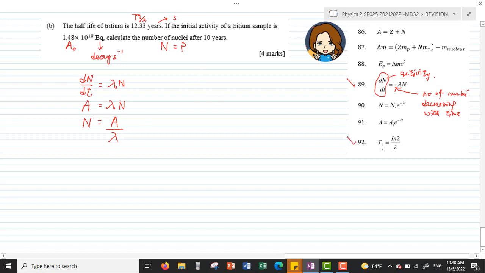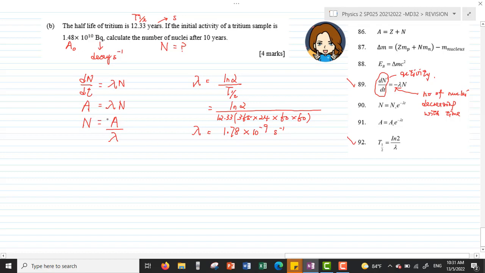Using equation 92, whereby we relate with the half-life given, we determine our decay constant. The decay constant will be ln 2 over half-life. So I have ln 2 over the half-life, which is 12.33 years. I put it in SI unit, so I have 1 year is 365 days, 1 day is 24 hours, 1 hour 60 minutes, 60 seconds. Alright, so I'll get my decay constant in per second. It should be around 1.78 to the power of negative 9 per second. So this is the decay constant for the tritium.